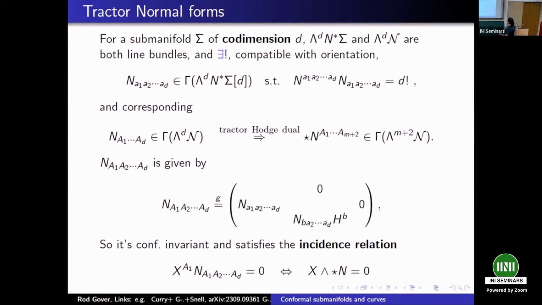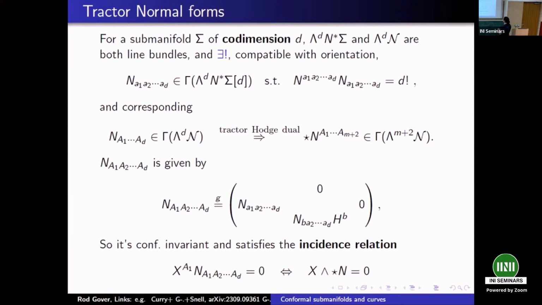There's another thing you can do, and that is make these forms. So for a submanifold of codimension D, I was saying they had dimension M, but let's say codimension D, then the top exterior power of the normal bundle or the dual normal bundle is obviously a line bundle, because it has rank D. So N has rank D, or N star has rank D, so its top exterior power is a line bundle. The tractor version of the normal bundle has the same rank as the normal bundle. Remember, that was an isomorphism. So the top exterior power is also a line bundle.